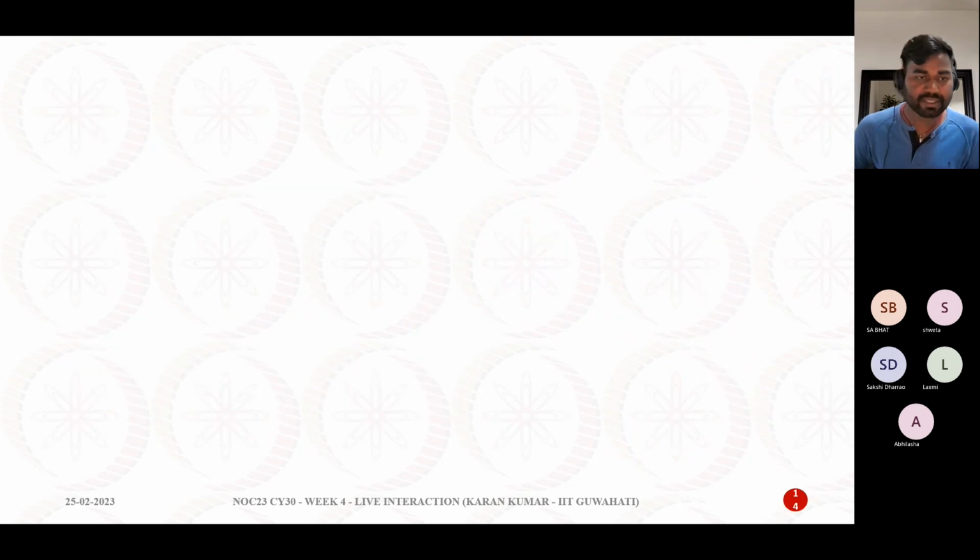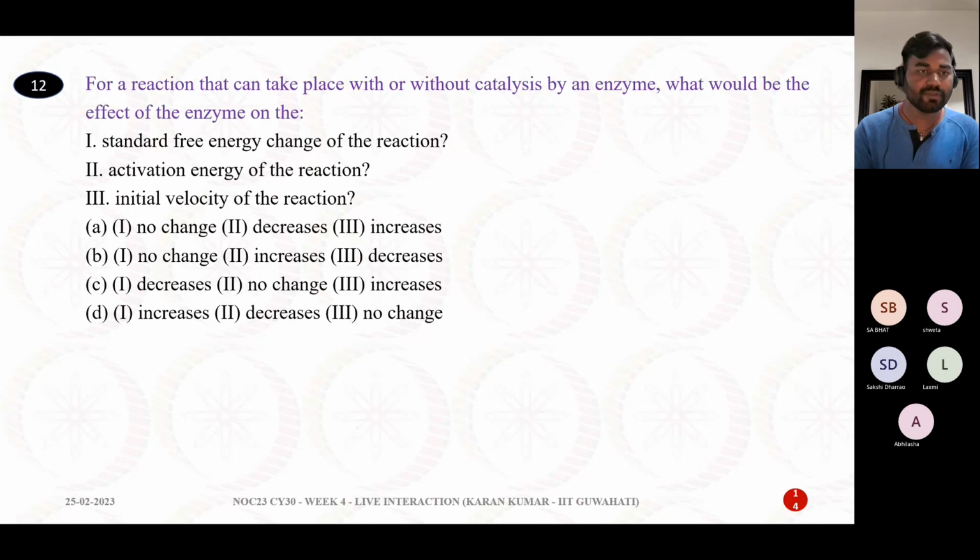Now coming to the next question. For a reaction that can take place with or without the catalysis by enzyme, what would be the effect of the enzyme on the system, on the different states? Statement 1, standard free energy change of the reaction. Statement 2, activation energy of the reaction.